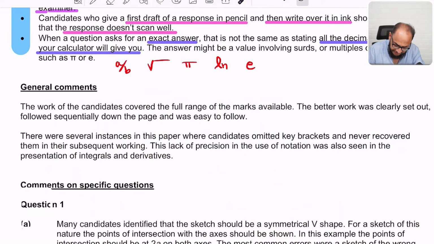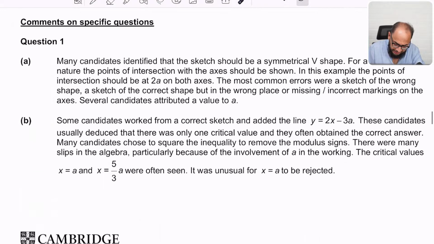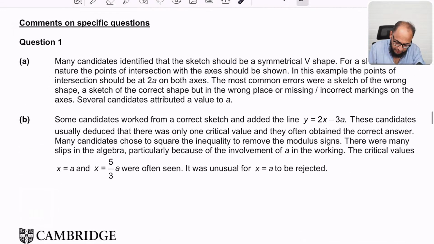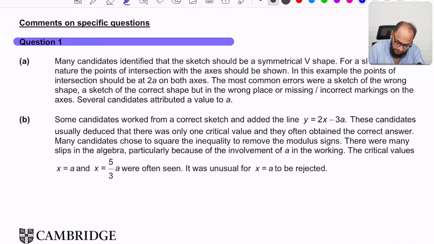Now let me go to the examiner report and let's look at the first question. So let me just highlight this. I think this is too dark. So this is question number 1. This is modulus, graph, and inequality.